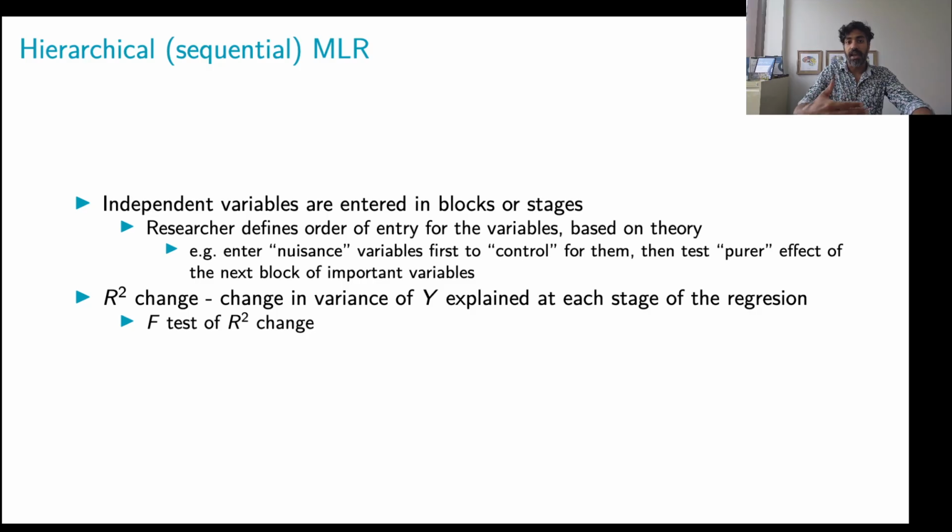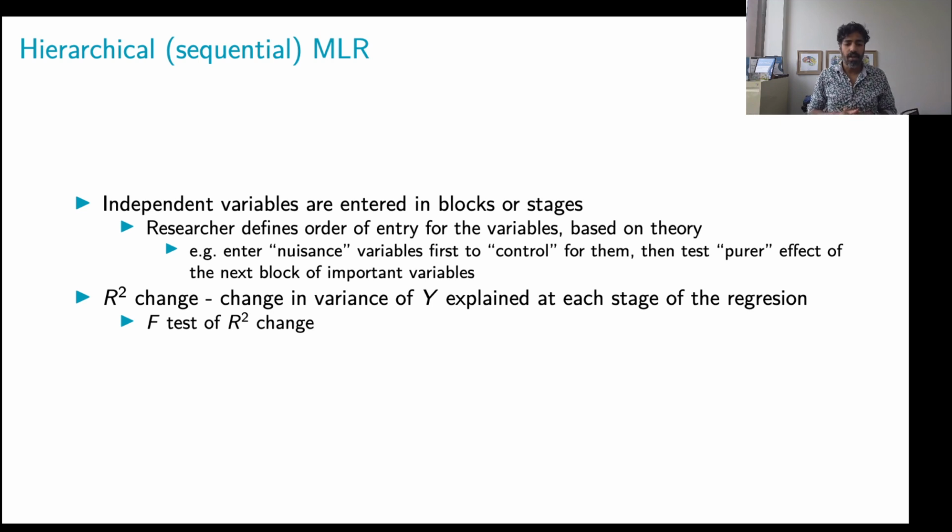Hierarchical is exactly as it sounds. It's actually sequential. So you have independent variables that are entered in blocks or stages. The researcher defines the order of entry for the variables based on theory. So you could enter nuisance variables first to control for them, and then test pure effects of the next block of important variables. So you start with the first block. In this example, on brain health, it would be looking at age, sex, education. And for the next one, you account for maybe cardiovascular risk factors, history of smoking, alcohol use. And then the next one, you account for many other factors.